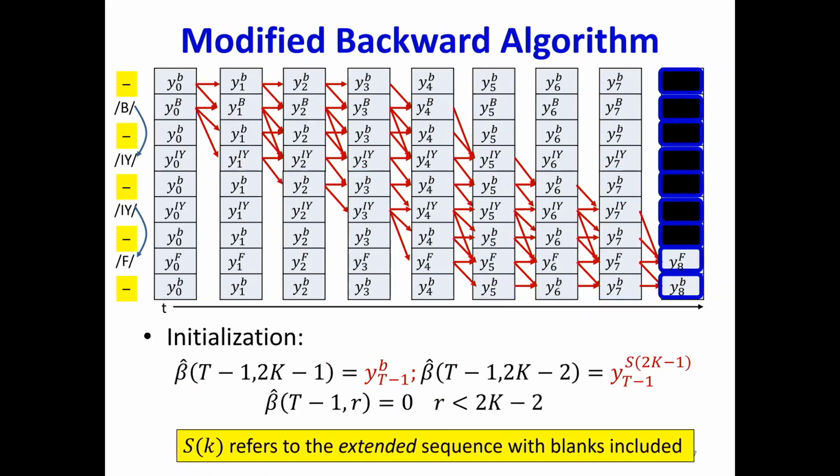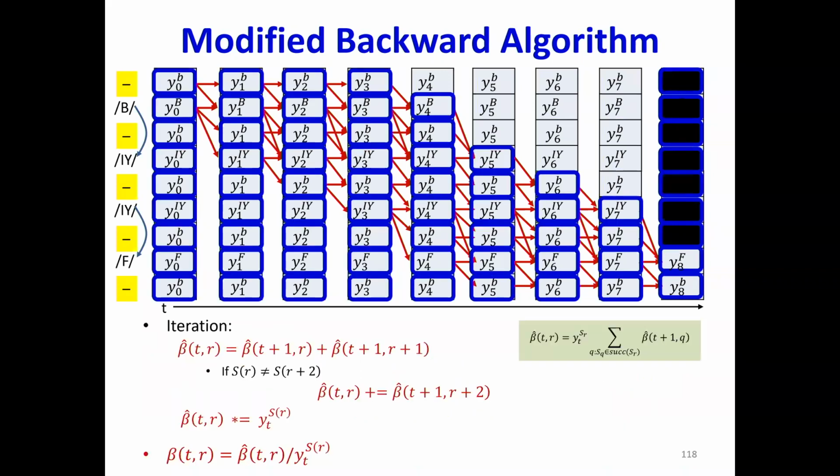Similarly, if you want to do the betas, the beta hats are going to have non-zero values for the last two elements in the graph, and the rest of them are 0. And then you work your way backwards, where for every node, you sum in the beta hats for the children. Some of them will have 2 children, some will have 3, depending on how you compose the graph. So for any node where the subsequent symbol is not the same symbol, for the blanks, there are only 2 children, that row itself and the next one.